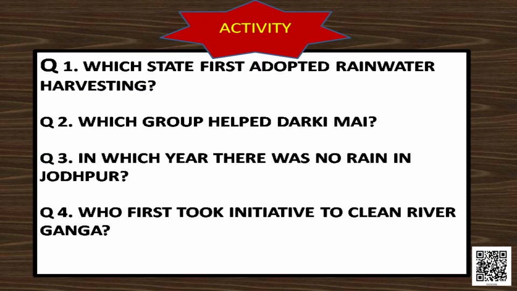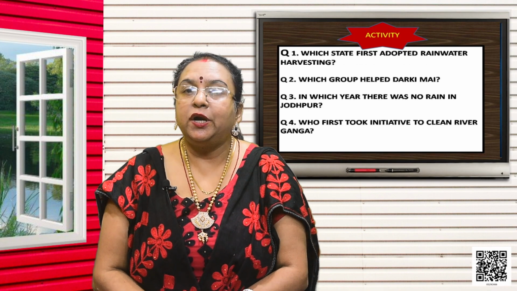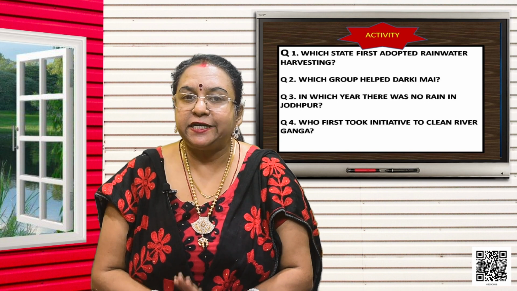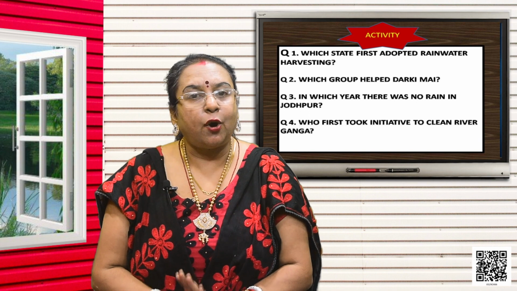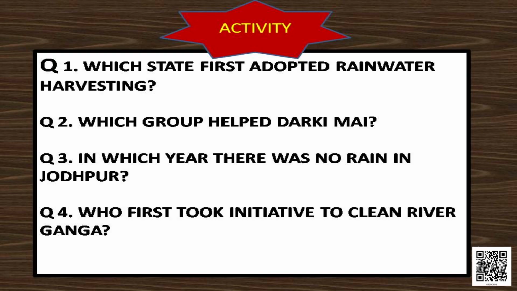Now another activity for you. Activity, question number 1. In my previous classes also I told you to hold your pen and paper with you. When you are sitting to have my class, always hold your pen and paper. So now also you are having, come on, do it quickly. Which state first adopted rainwater harvesting? Then question number 2, which group helped Darki Mai?